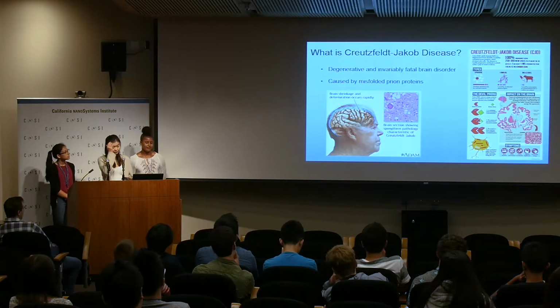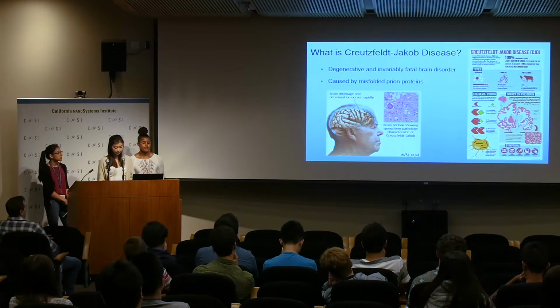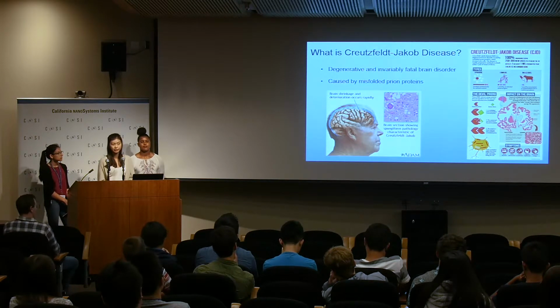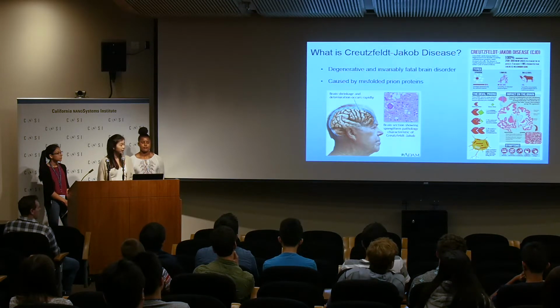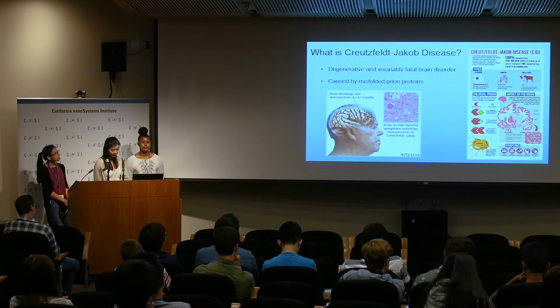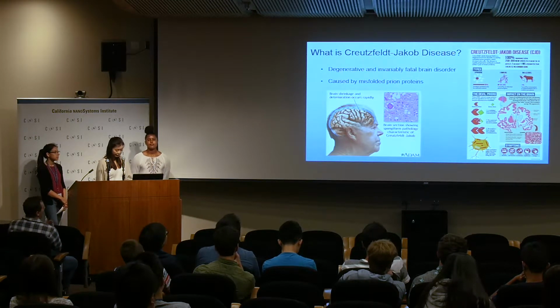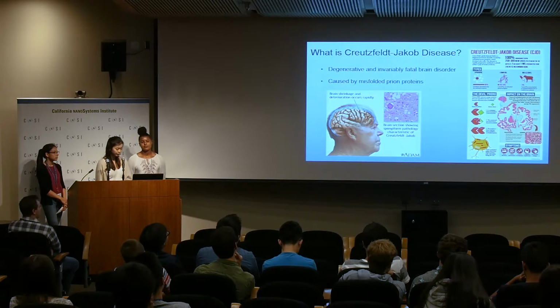Okay. Creutzfeldt-Jakob disease is a rare, degenerative, rapidly progressing, and invariably fatal brain disorder discovered in the 1920s by German neuroscientists Hans Gerhard Creutzfeldt and Alphonse Maria Jacob. This disease is caused by misfolded prion proteins building up in the brain, and these mutated prions infect other healthy prion proteins, eventually leading to the abnormal prion proteins destroying their neurons in the brain, thus leading to a wide array of symptoms.